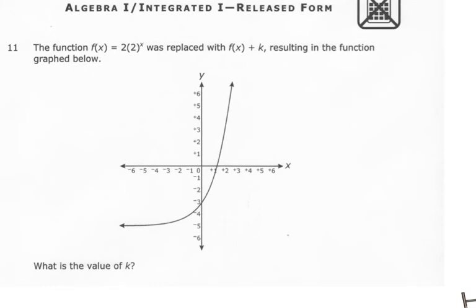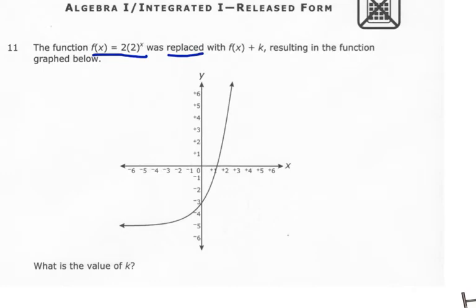All right, number 11, the function f of x equals 2 times 2 to the x power was replaced with f of x plus k, resulting in the function graph below. What is the value of k? All right, well, if we look at our function f of x equals 2 parentheses 2 to the x power, that's not what's being graphed. It says it was replaced.